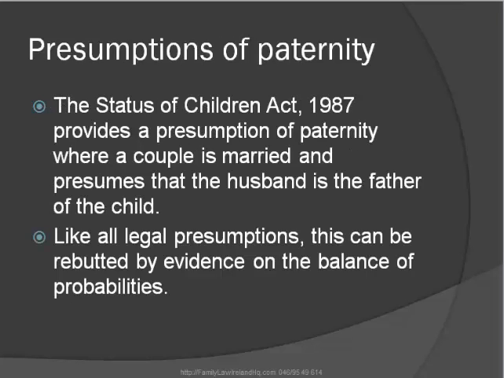The Status of Children Act 1987 provides a presumption of paternity where a couple is married and presumes that the husband is the father of the child. Like all legal presumptions, however, this can be rebutted by evidence on the balance of probability.